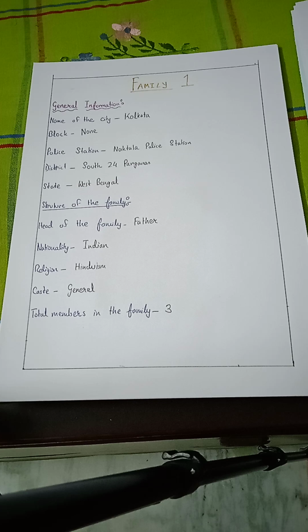This is the first family. As you can see and understand, first I have given the general information: name, block, police station, district, state. Then under structure of family, I have given head of the family, nationality, religion, caste, and total number of family members.